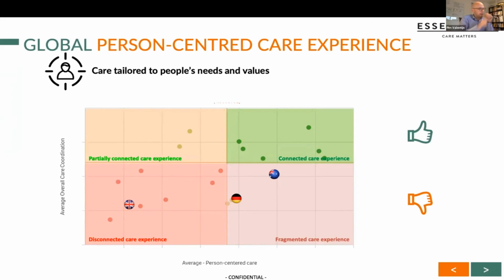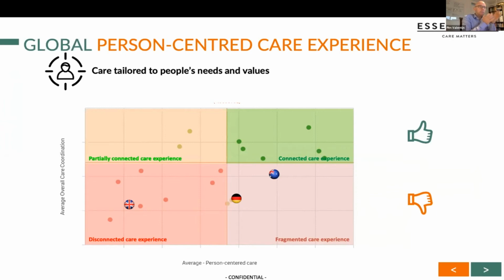We benchmark the countries again. So here you see the average on the lower hand side of the slide, the person-centered care experience compared to the overall care coordination experience. And again, you see that patients in the UK, which were included in this sample, rate that they have a disconnected care experience, which is quite remarkable, because I would not expect that based on the policy papers I was reading from the NHS. And also in Germany and Australia, the patients indicate that they have a fragmented care experience.